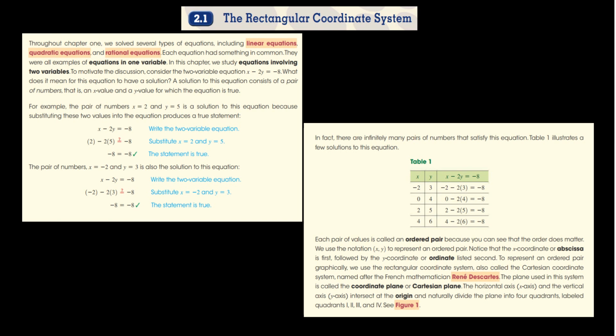Table 1 illustrates a few solutions to the equation. So there are infinitely many solutions, right? These are just 4 of the infinite solutions to the equation x minus 2y is equal to negative 8. Each pair of values is called an ordered pair. So we're talking about ordered pairs, and we use the notation (x, y). You guys have seen that before. If I were to write this as an ordered pair, I would write negative 2, 3. The first number is essentially the x, and the second number is the y. And then we plot it on a graph, and we'll get to that in a moment. Or I'm sorry, on a plane.